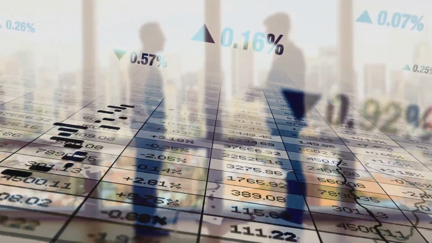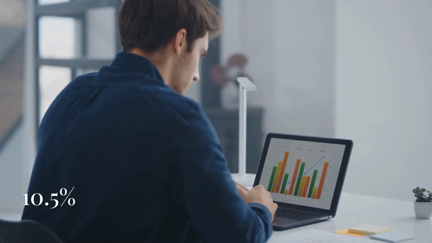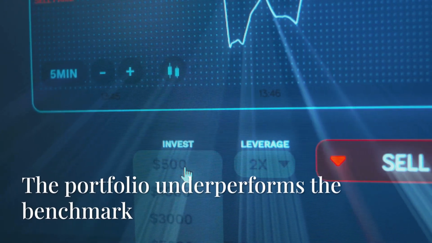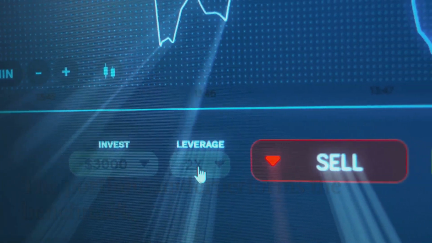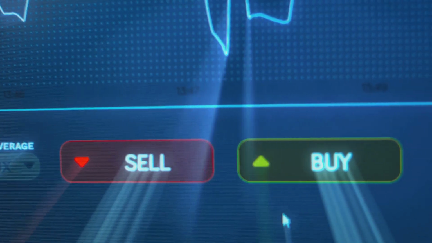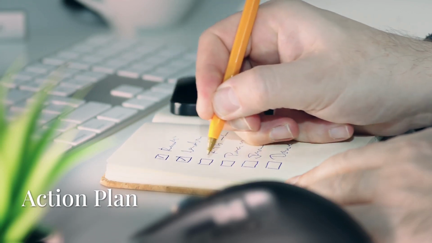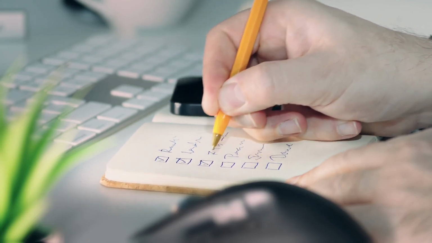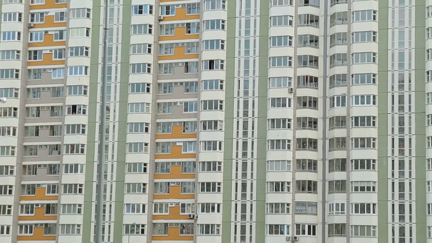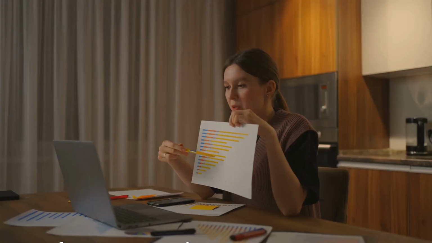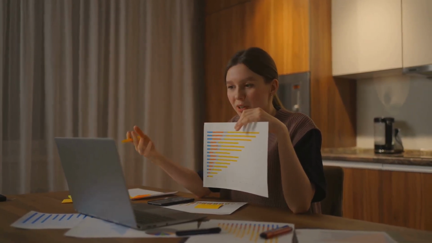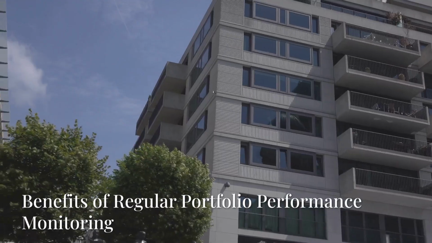So let's take a look at the benchmark comparison. The real estate benchmark return, by the way, is 10.5%. Well, here's the analysis. The portfolio actually underperforms the benchmark, mostly because of the low appreciation on property C. So here's the action plan. Consider repositioning or selling property C to reinvest in higher growth opportunities. Explore cost-saving measures or rent increases to improve net operating income for all properties.